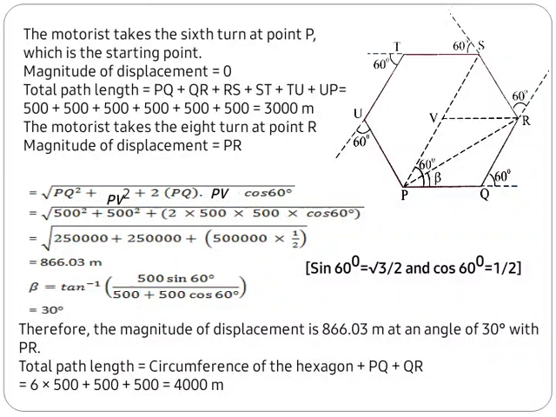Therefore, the magnitude of the displacement is 866.03 meter at an angle of 30 degree with the direction of the resultant vector PR. Then the total path length is equal to the circumference of the hexagon PQRSTUP plus PQ plus QR, which is equal to 6 into 500 meter plus 500 meter plus 500 meter, which is equal to 4000 meter.